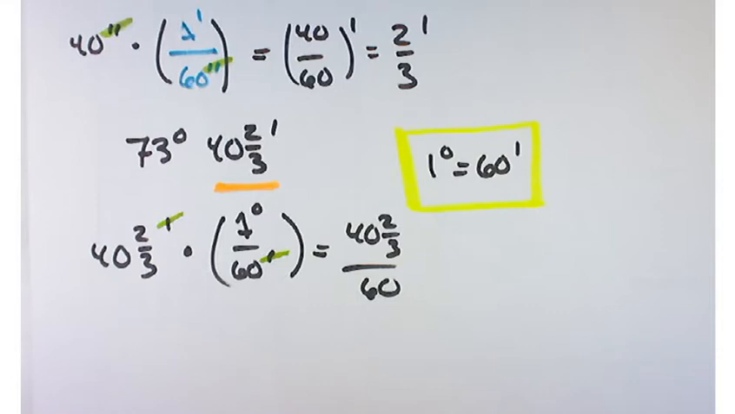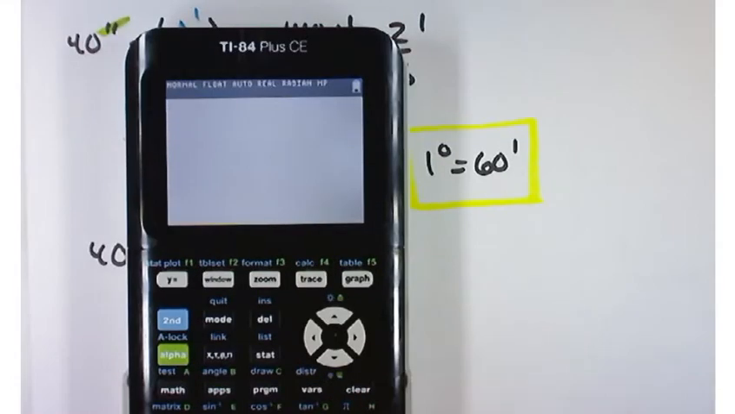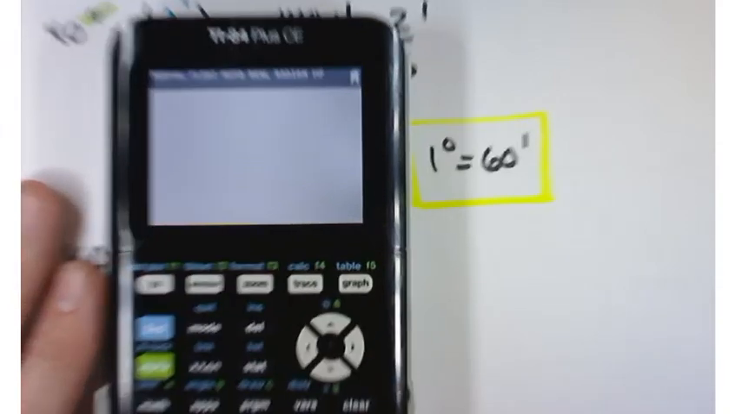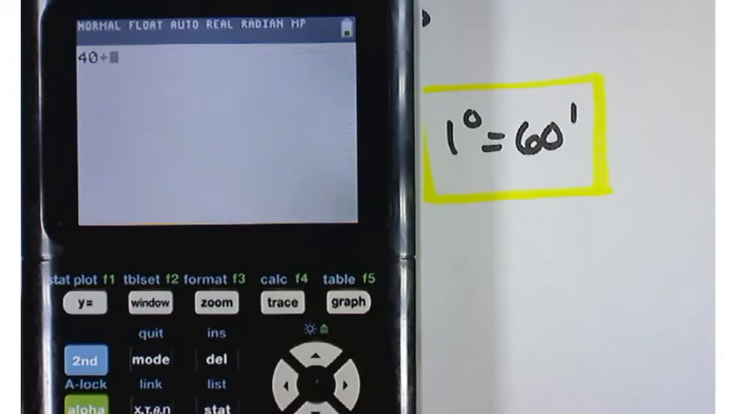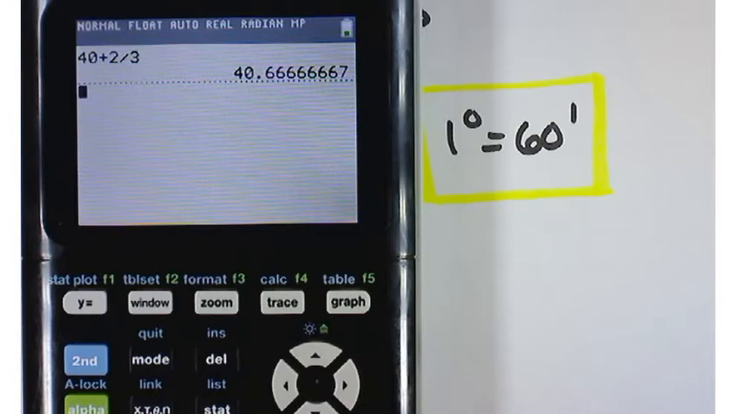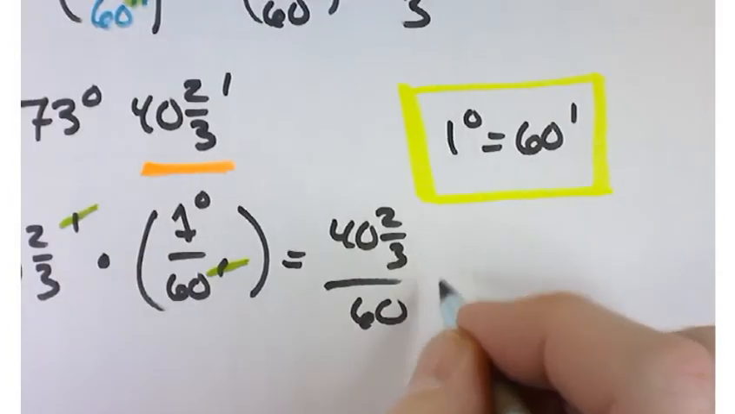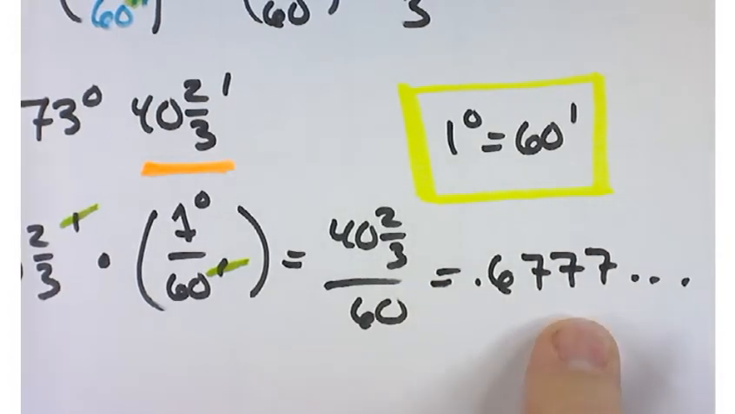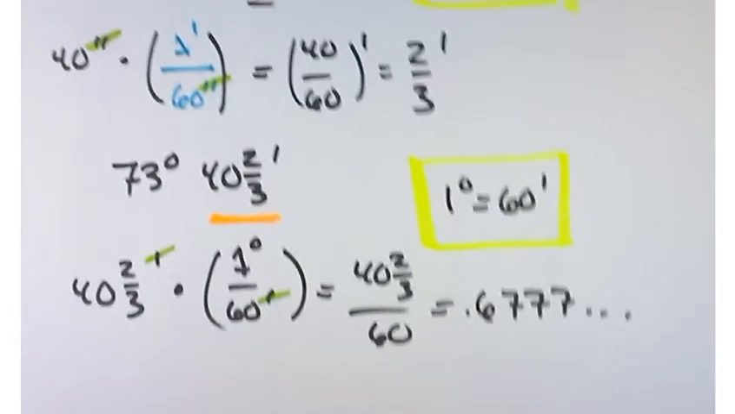Let's see. 40 plus 2 divided by 3. Hey, that's 40 and 2/3, right? And then hit the divide key. Divide by 60. And you get something there, 0.6777. And then you can round it off from there, because our goal was to turn that into a decimal.